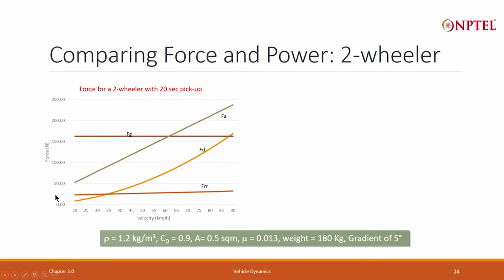The drag starts at a very low value, and it is actually a function of v square. So, this is basically a v square curve. As the velocity increases, it increases fairly large. Up to 50-60 kilometer, it is still low.